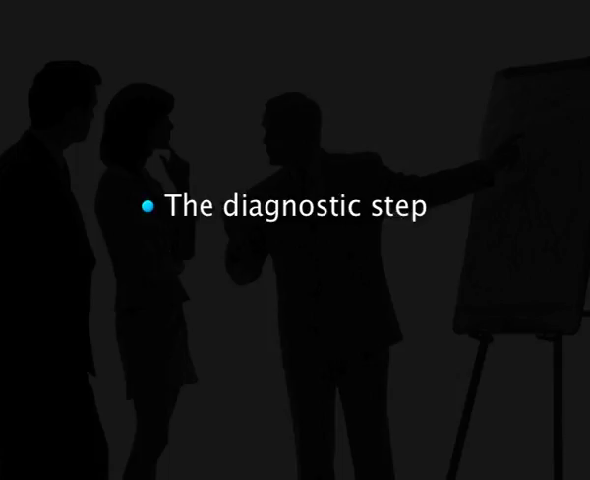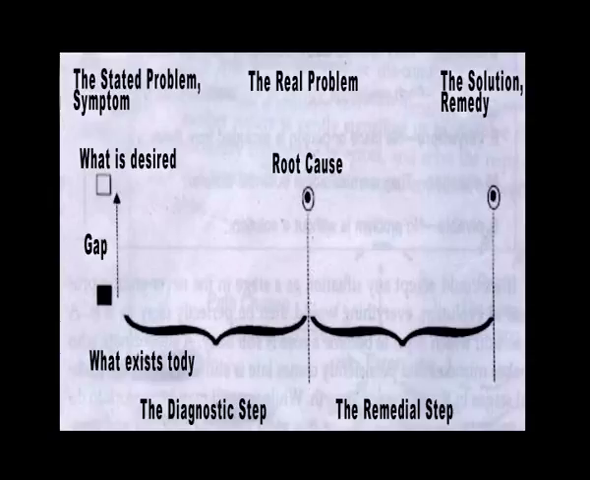Next, let's see how problems are solved systematically. It is done by involving two major steps. First, the diagnostic step. Second, the remedial step. Here in the picture you can see the flow of the steps. The diagnostic step involves moving from the symptom to the root cause. It is about understanding the stated problem manifested as a symptom and getting to the root or the real problem. The end of the diagnostic step is a clear understanding of the genesis of the problem.